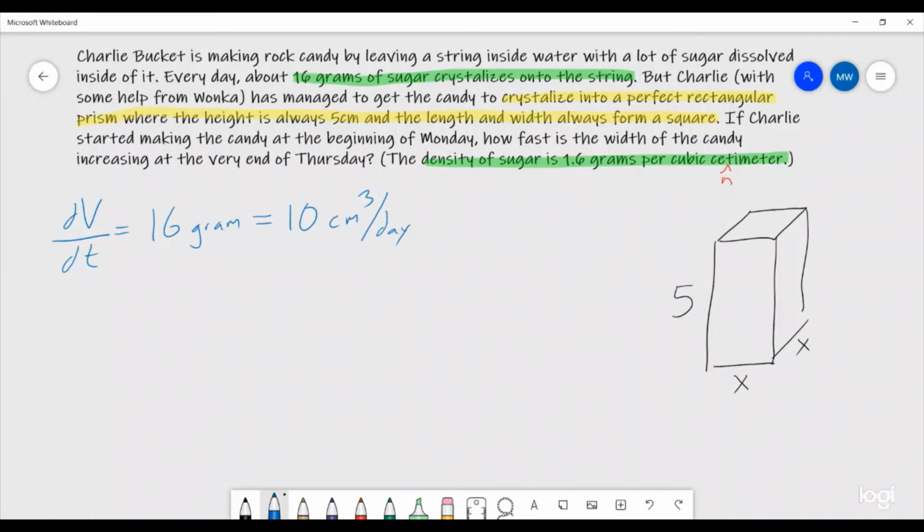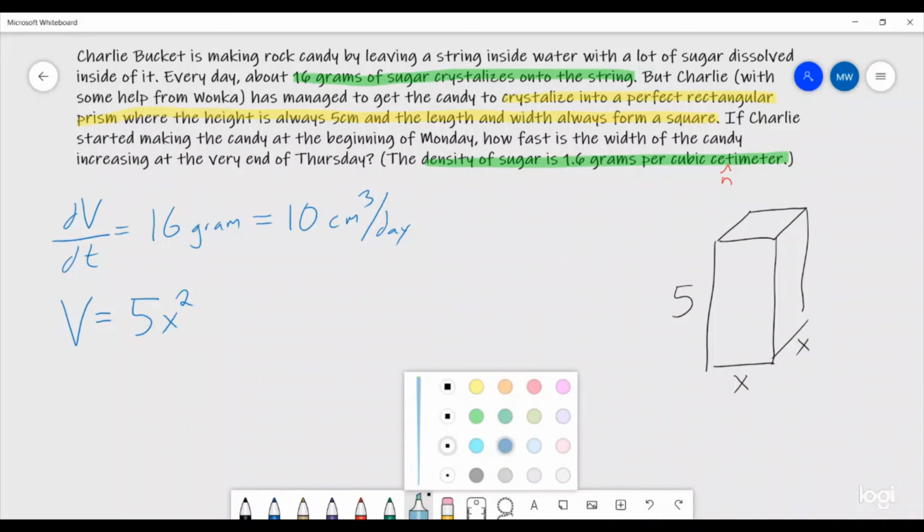So let's try and connect this to what we know, because this is going to be a representation of the volume. We know that the volume of the sugar is going to be 5 times x times x, so the volume is 5x squared. But what are we trying to find? We're not trying to find the volume at the end of Thursday, because that would just be how many cubic centimeters we were adding, and how many days we added it. No, we're trying to find this.